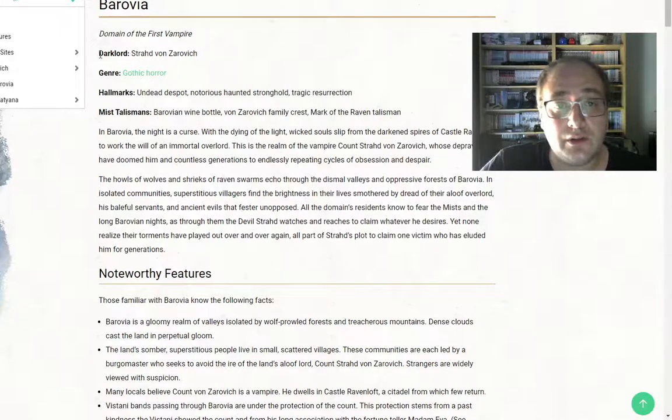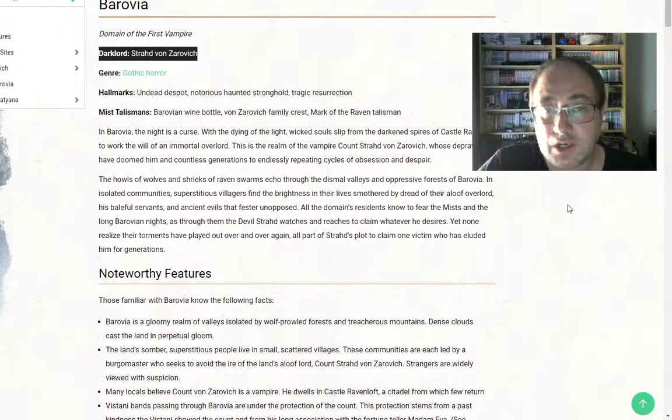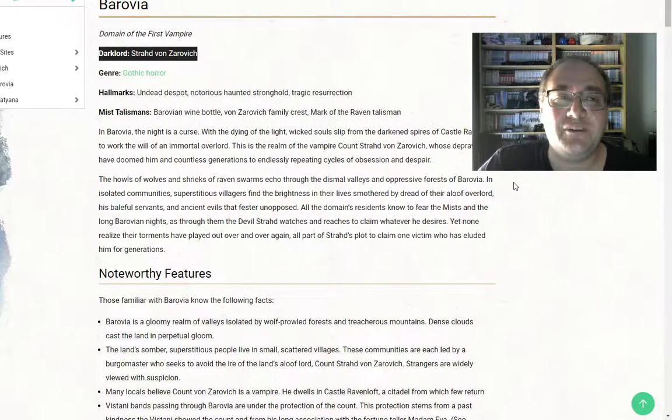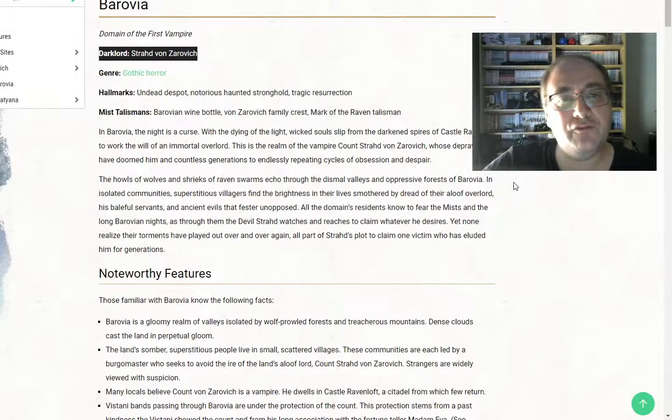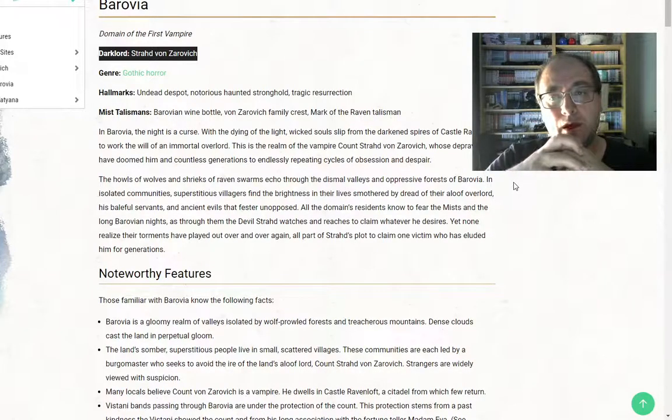So, its Dark Lord is predictably Strahd von Zarovich. Count Strahd von Zarovich is the first vampire. And of course, there are very obvious parallels between him and Count Dracula of Bram Stoker's Dracula, not the historical Dracula. And this whole plot between Strahd von Zarovich and his long lost love, or rather the woman he loves but who doesn't love him back, long story, really forms the whole core of both the adventure modules as well as this domain.